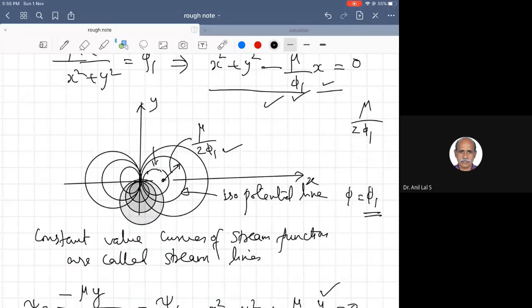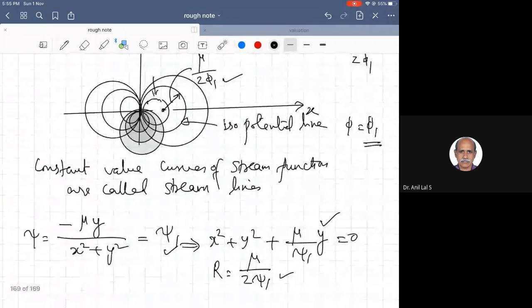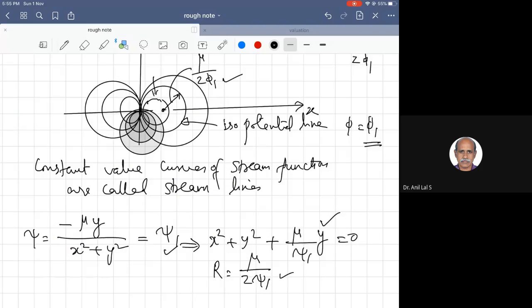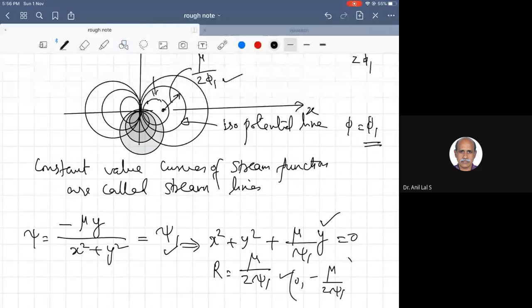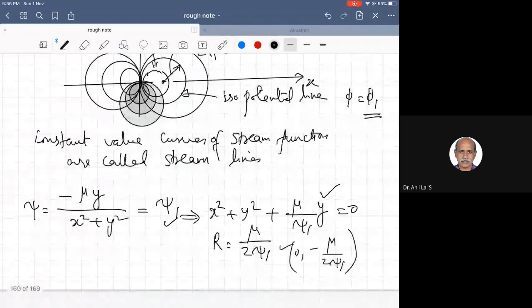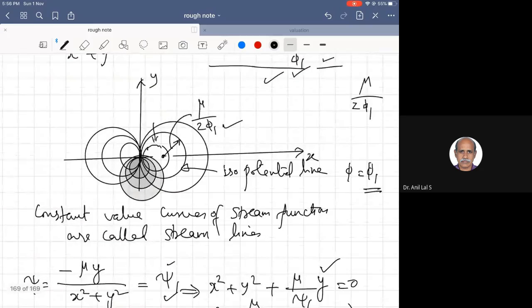The center for this one is at x is 0, y is minus mu by 2 psi 1. So it will be like that. And for negative values of the stream function, you will have circles on the top like this.